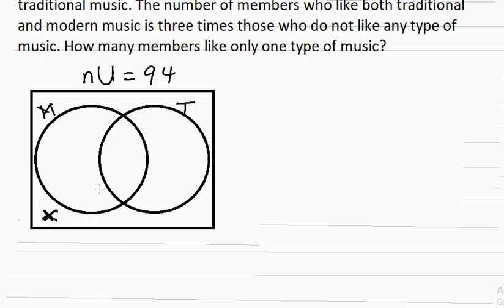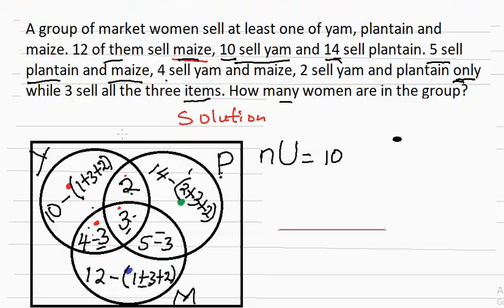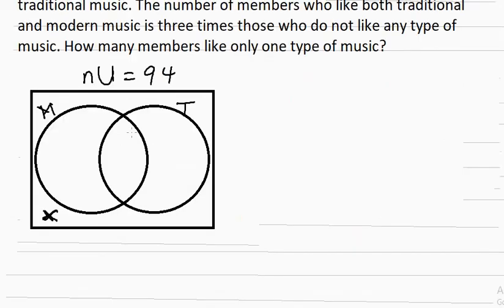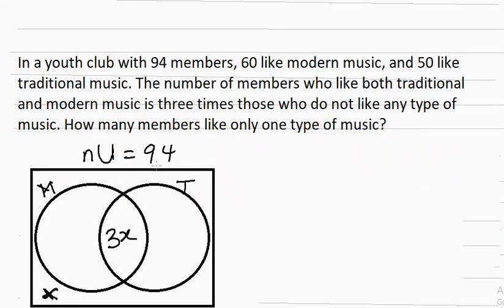Now the number that like both modern and traditional music, according to the question, is 3 times that. So the intersection is 3x. You know very well that if you have gotten the intersection, it is very easy to find the number that love modern music only by subtracting the intersection, and that of traditional only by subtracting the intersection.